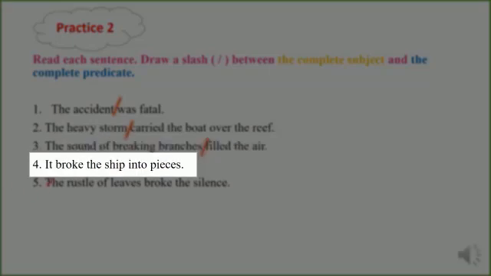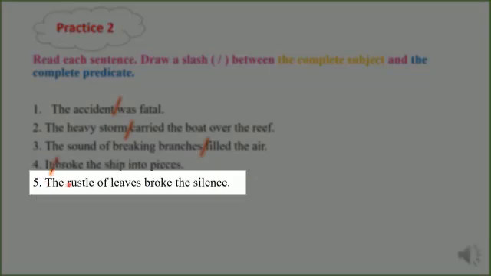Number 4, it broke the ship into pieces. It here is the pronoun. It acts like the subject of the sentence because we said that the subject may be a pronoun, noun, or a proper noun. So we have to draw the slash here. Number 5, the rustle of leaves broke the silence. The rustle of leaves is the subject, broke is the predicate, so we have to draw the slash here.